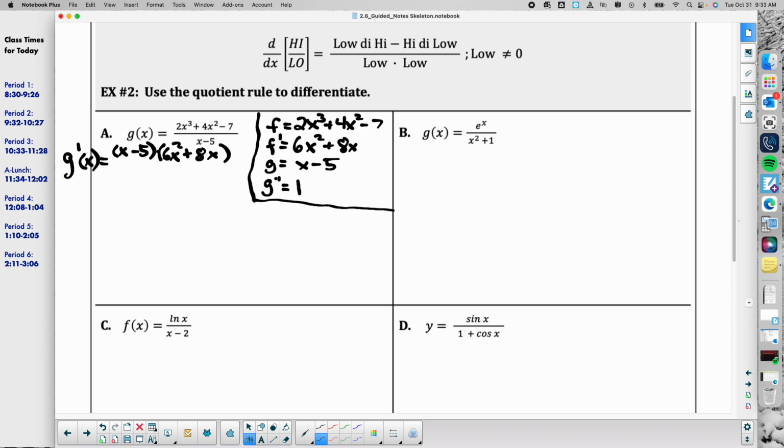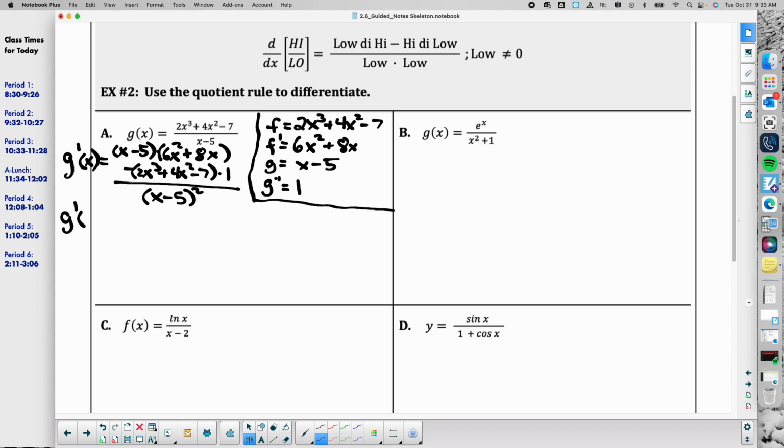Oh, I'm going to have to write it underneath. Minus high, D low, all over low low, which means squared. Now, quotient rule is absolutely going to be a lot of simplification. So we definitely have to FOIL out the top. The times one on the bottom, on the second one, makes it easy at least.